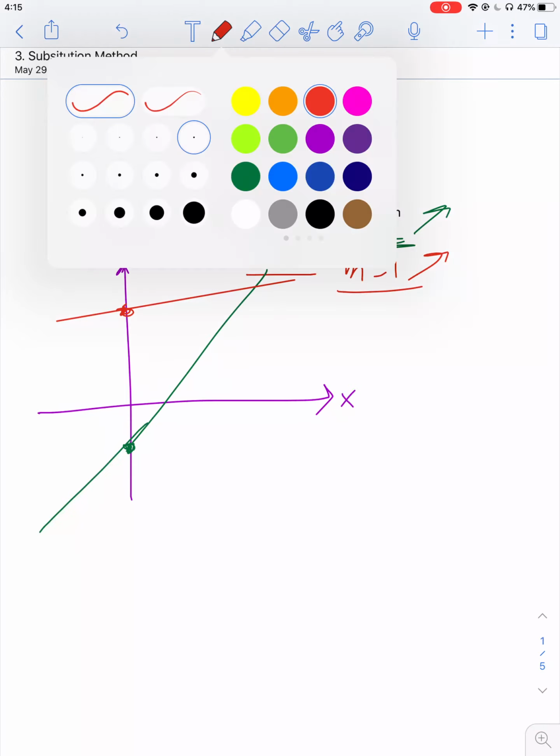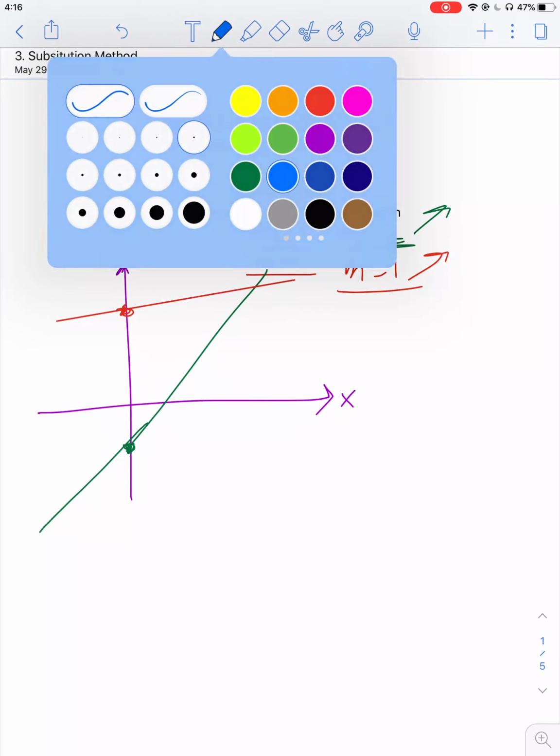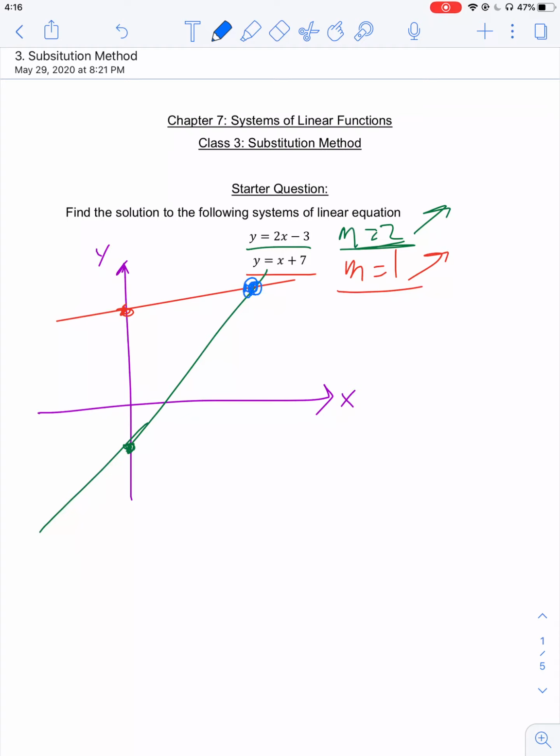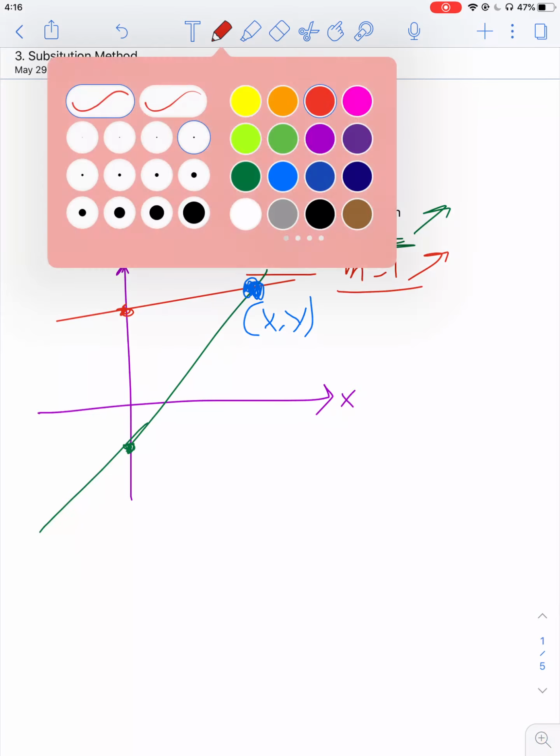This point over here in blue. If you think about the coordinates of this point, both the x value and the y value are going to be positive, based on the picture that I have. So how do you find the point of intersection? That's a question that you should be asking yourself.